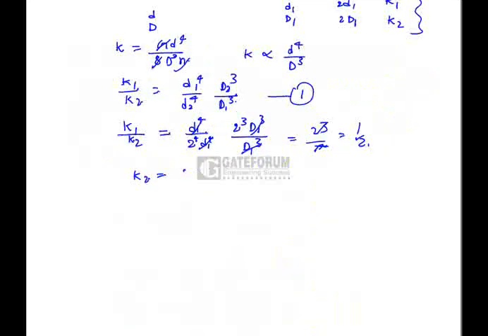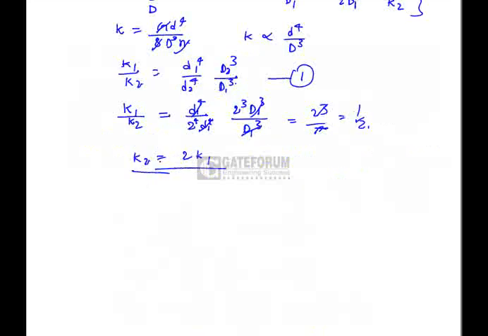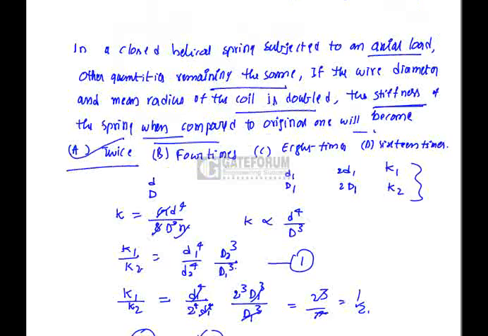K2 is equal to 2K1. The stiffness of the spring, when compared to the original one, the present stiffness K2 when compared with the original spring is going to be twice the original spring stiffness coefficient. So option A is correct.